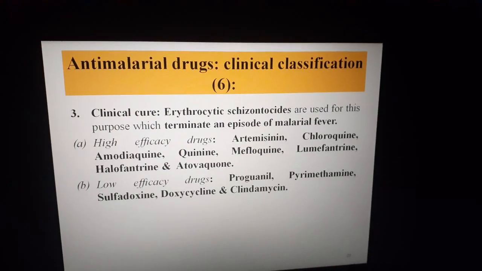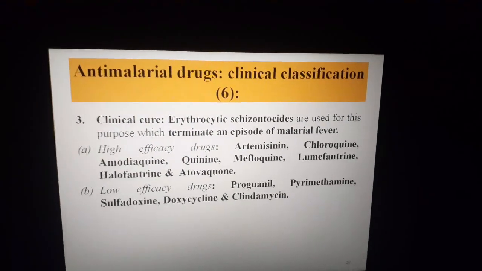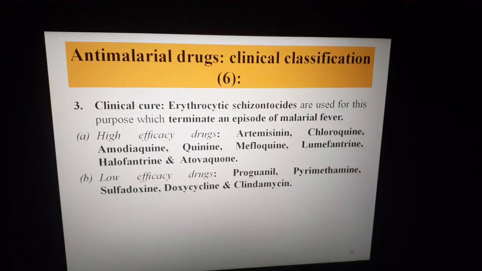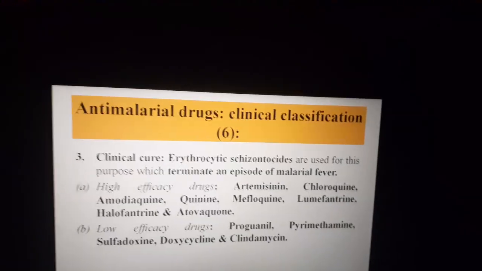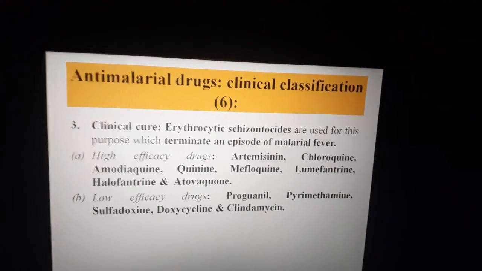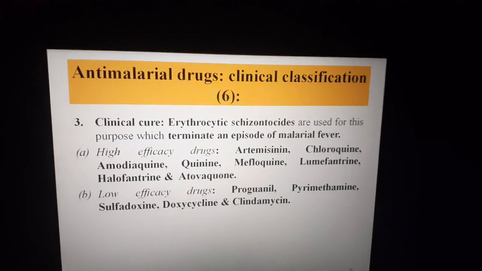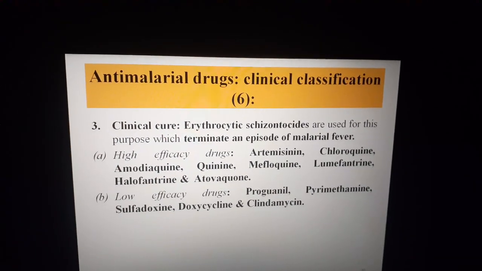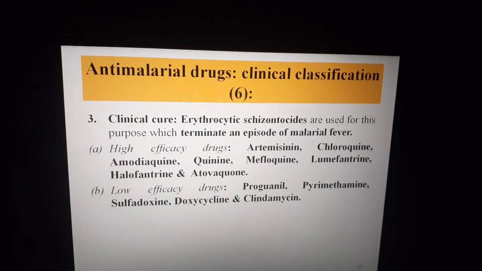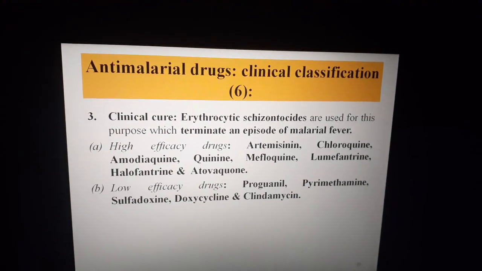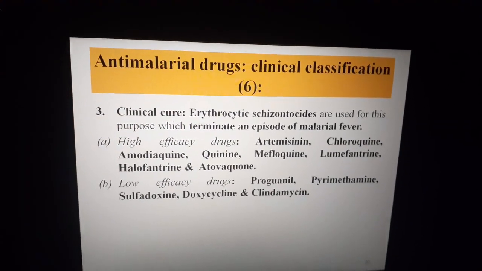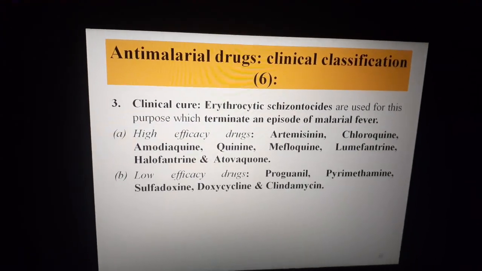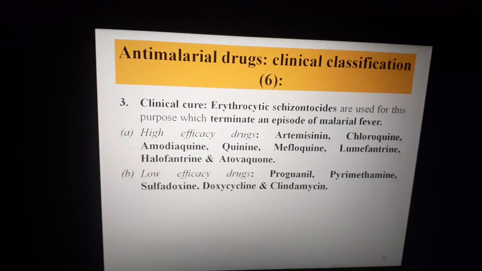Then we have clinical curatives, or the drugs acting on the RBC stages, that is the erythrocytic schizogony. By killing these stages, they are classified into high efficacy drugs and low efficacy drugs. High efficacy antimalarial drugs include artemisinin, chloroquine, amodiaquine, quinine, mefloquine, lumefantrine, halofantrine and atovaquone, while low efficacy drugs are proguanil, pyrimethamine, sulfadoxine, doxycycline and clindamycin.